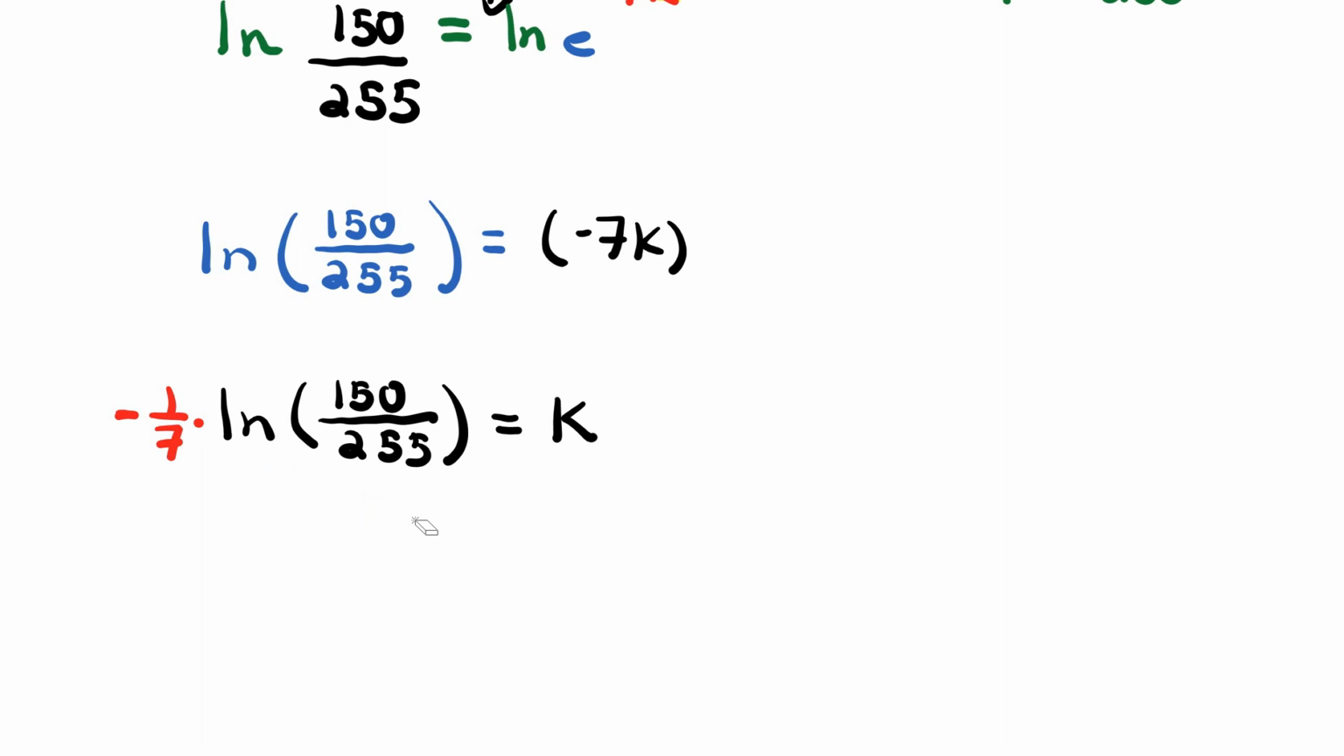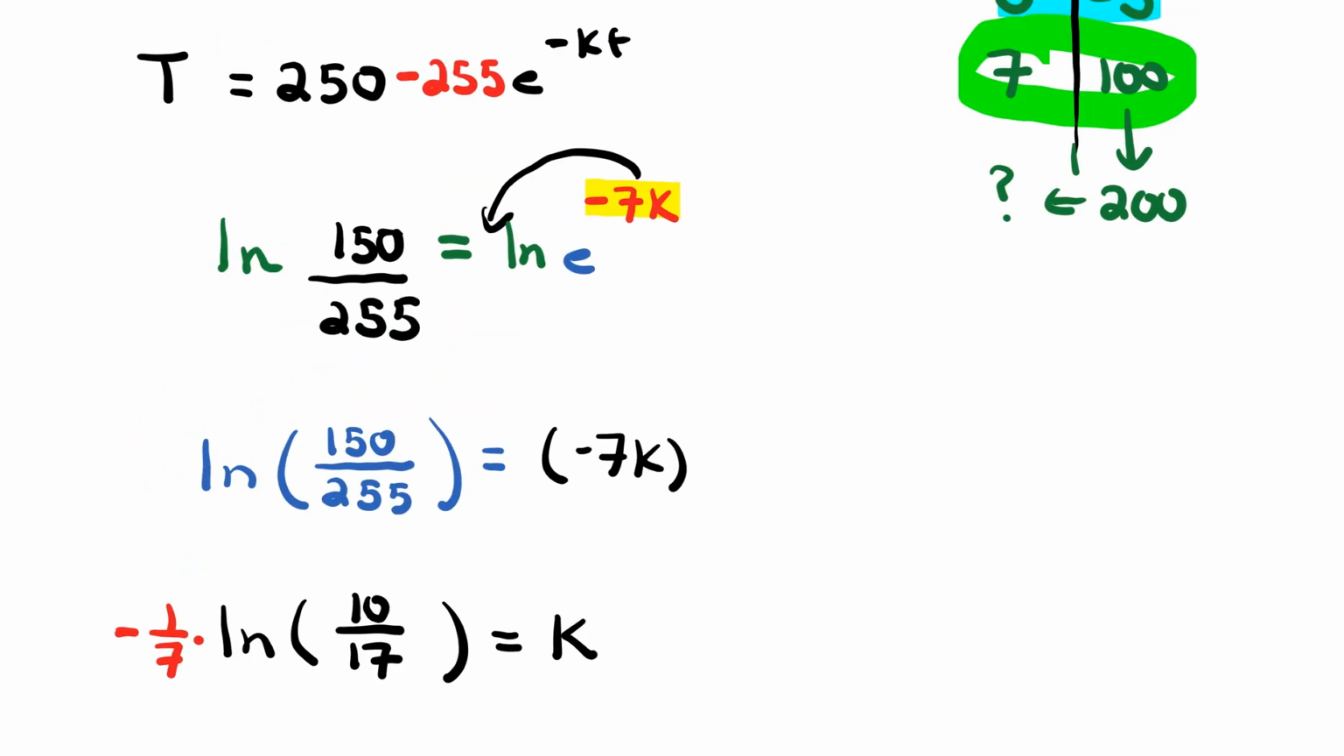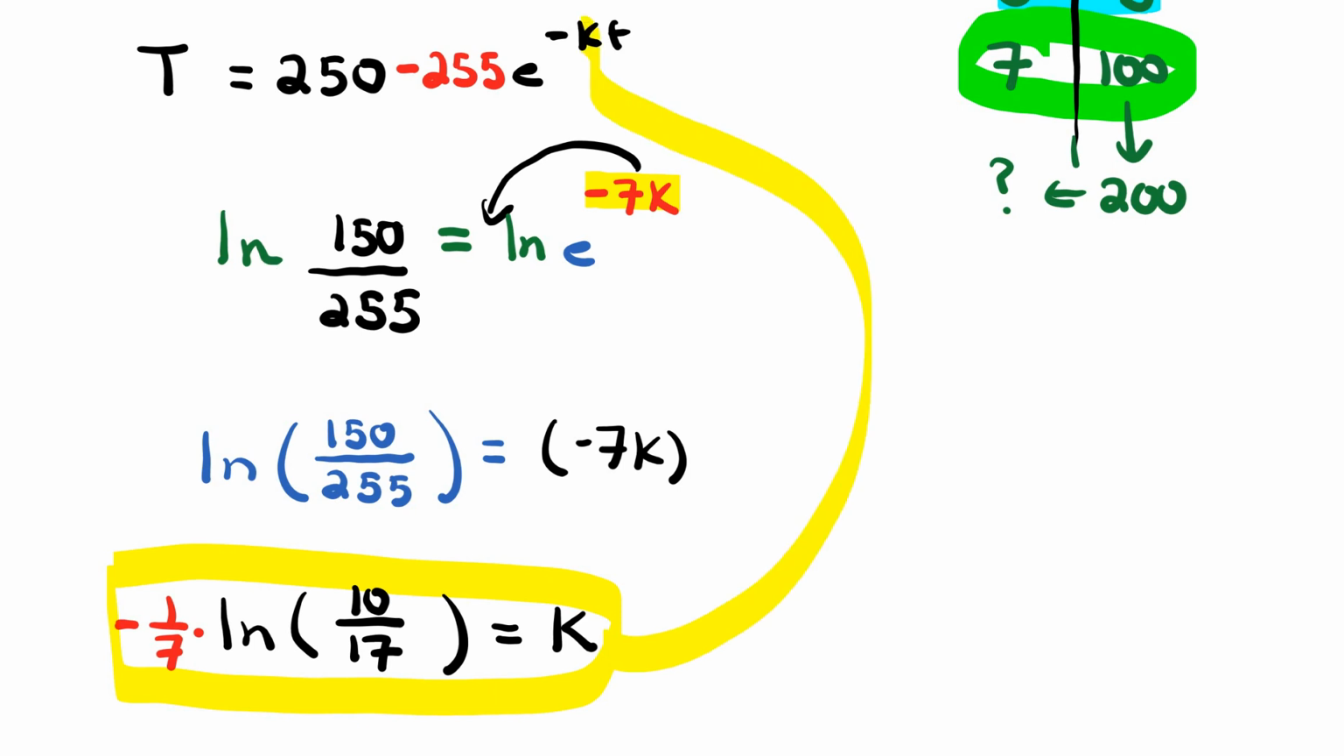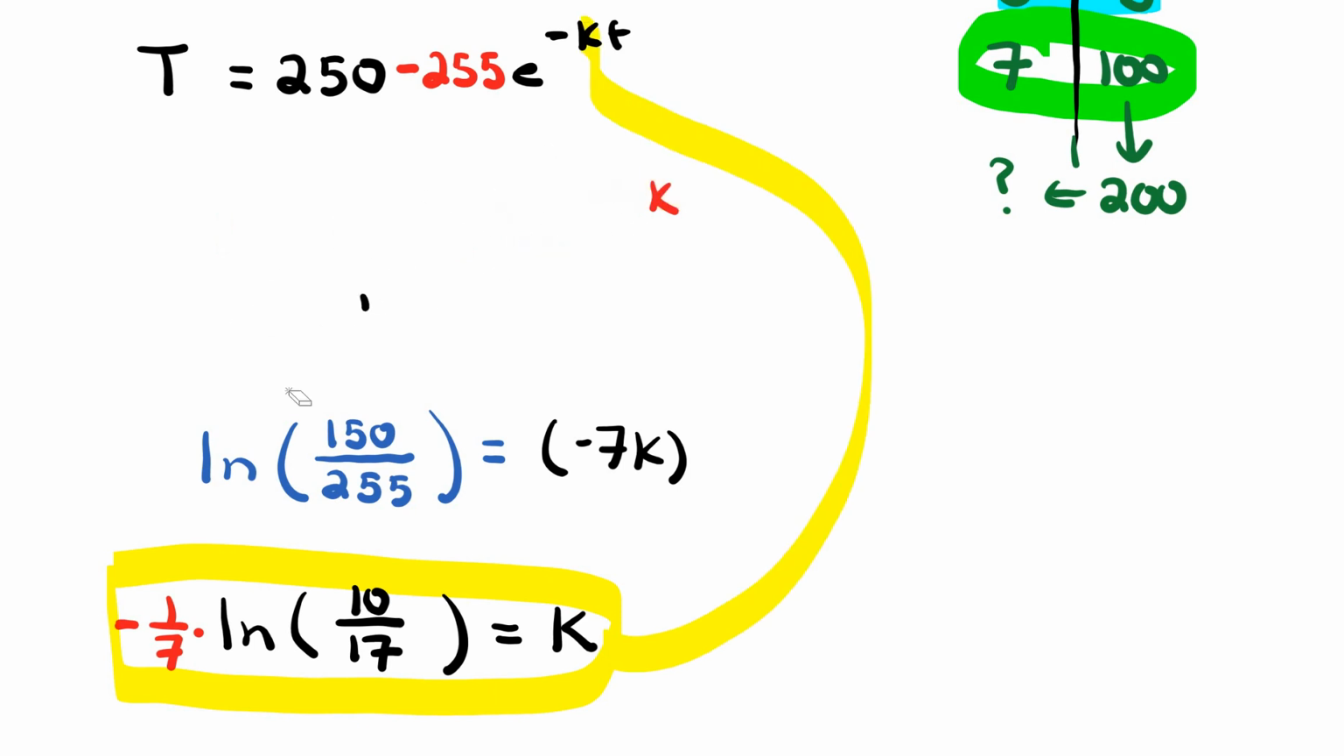And this 150 over 255, if you want to reduce the fraction, would be 10/17. So that's your value of k, and then we need to put this back into our original formula. So I'm going to take this k value and replace it over there. Let's do that. Let's erase all this.